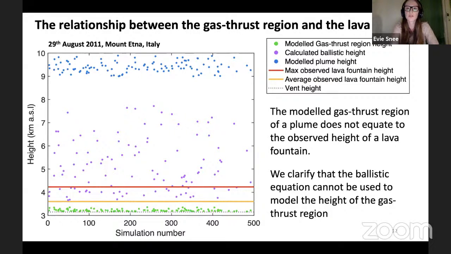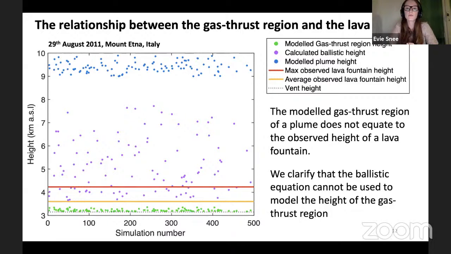For each of these successful runs, we've also plotted the green dots. These green dots are the modeled gas-flushed region height from the standard integral model. In addition, we've also calculated the ballistic height, which uses the initial velocity that resulted in that match of the standard integral model to the observations. And lastly, we've also plotted these two lines. These are the observed lava fountain height, with the red being the maximum and the orange being the average. These are taken from Calvari in 2018, where the height of the lava fountain was determined by looking at the thermal saturated region from thermal camera images.